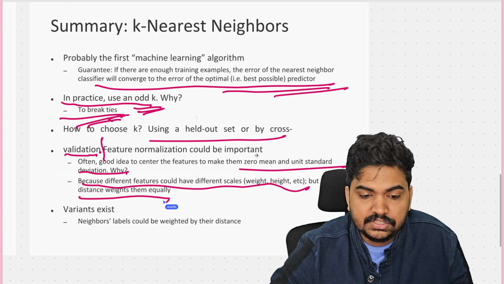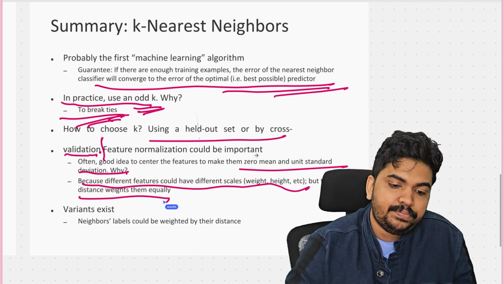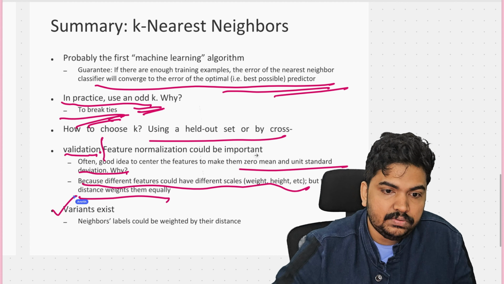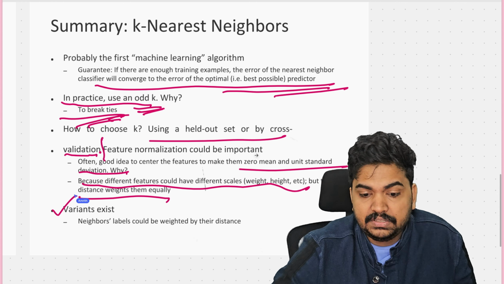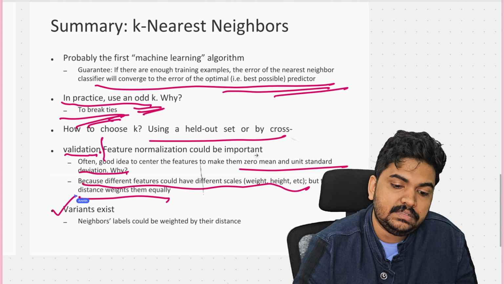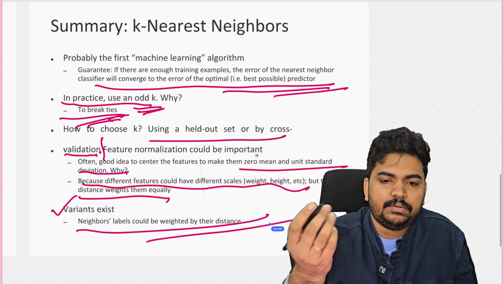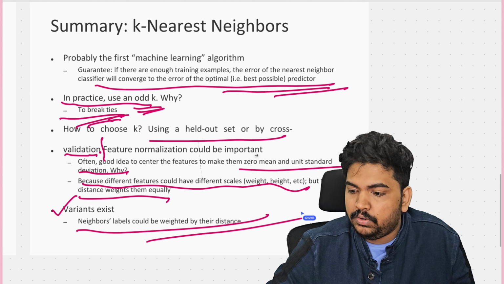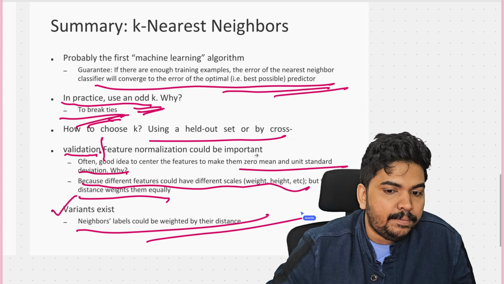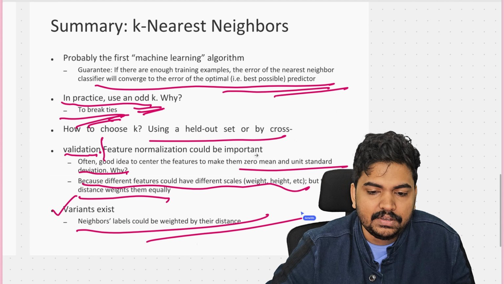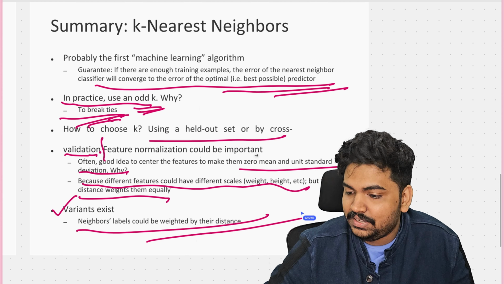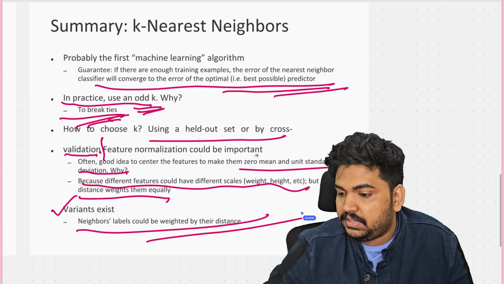Now, just like decision trees and perceptrons, variants exist for this one as well. So, neighbors' labels could be weighted by the distance. That is one way to look at it. There are many other variants that exist. We will not go into the details. So once you get into IITs, make sure you take a machine learning or an advanced machine learning course where some of this might get covered.